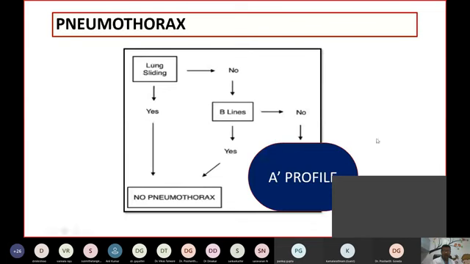Now, A dash profile is highly suggestive of pneumothorax, but it is not specific. So if you see an A dash profile, you need to go and search for the lung point. First, we'll see how an A dash profile looks.